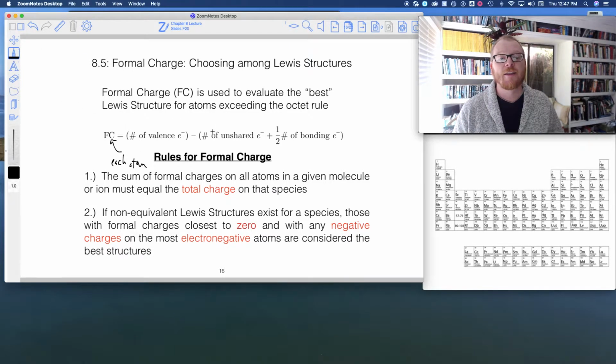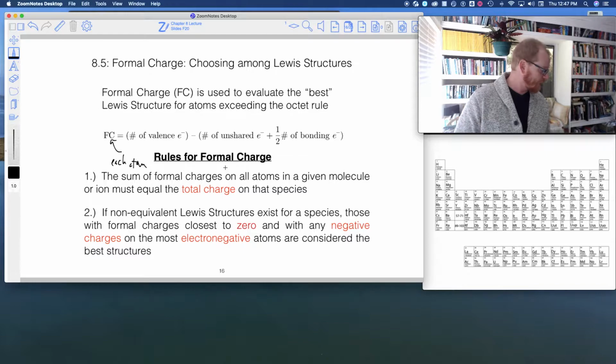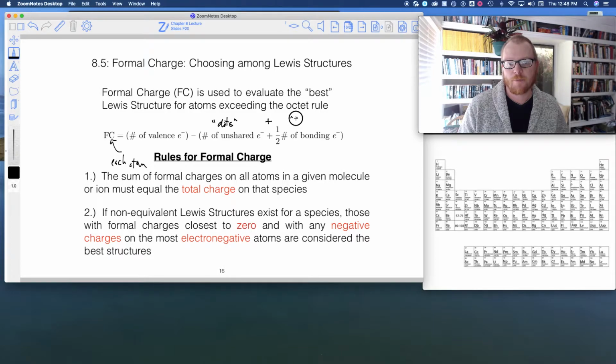It's going to be the number of unshared electrons plus 1/2 the number of bonding electrons. And notice that's not the number of pairs, it's the number of electrons. So I have a really easy way to remember this crazy formula. Number of unshared electrons plus 1/2 the number of bonding electrons. It's dots for this chunk plus sticks for that chunk, right?